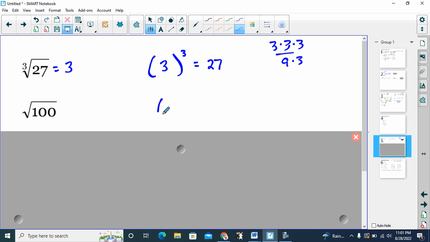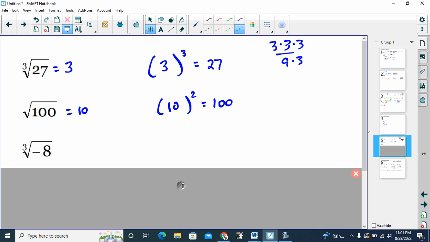The square root of 100. What number times itself gives me 100? Remember, if there's no index here, it is to the second power. That'd be 10. 10 times 10 is 100.